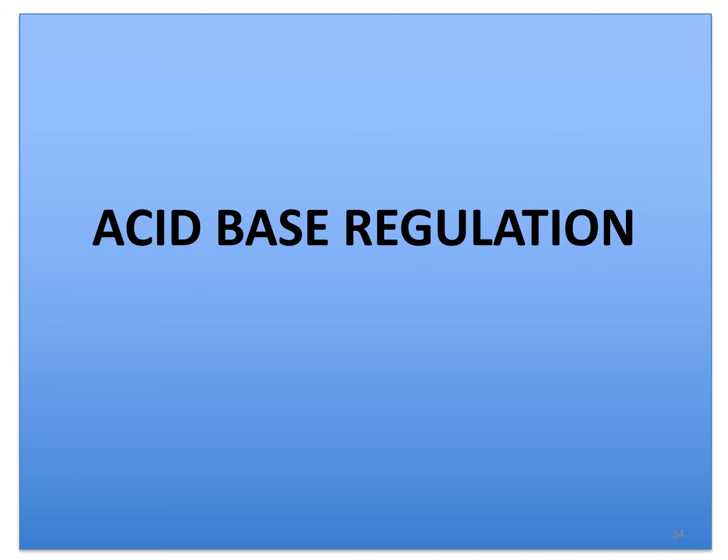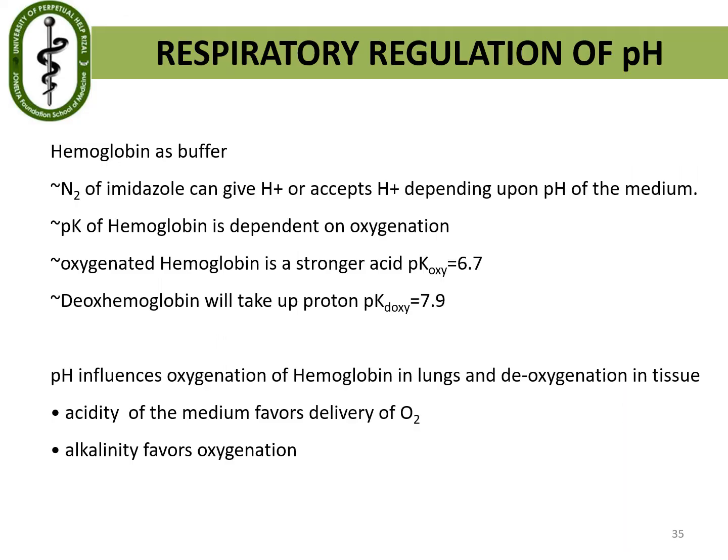Okay, so for the acid-base regulation, respiratory regulation of pH, hemoglobin is a buffer. The nitrogen of imidazole can either give or accept hydrogen depending on the pH of the medium. The pK of hemoglobin is dependent upon oxygenation. Oxygenated hemoglobin will give away hydrogen because it's a stronger acid, while deoxyhemoglobin will take a proton. pH influences oxygenation of hemoglobin in the lungs and the tissues, because acidity of the medium favors delivery, so they give up your oxygen.